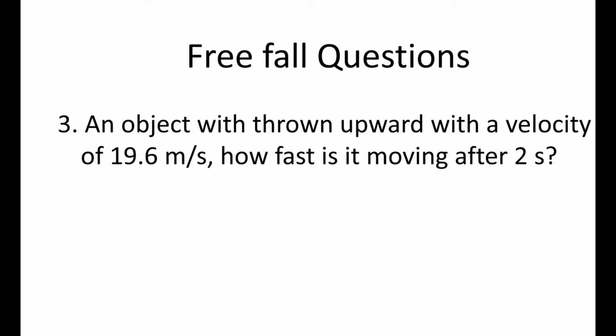Number 3, an object is thrown upward with a velocity of 19.6 meters per second. How fast is it moving after 2 seconds? 0 meters per second, because 19.6 is 9.8 times 2. So it's going to slow down by 9.8 meters per second every second, and after 2 seconds it's going to be 0.